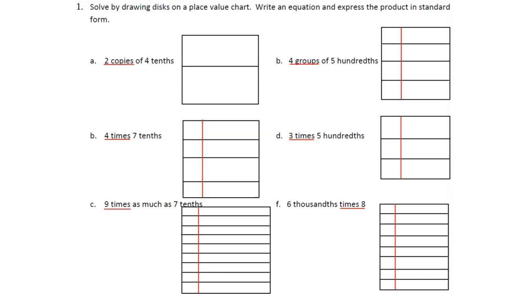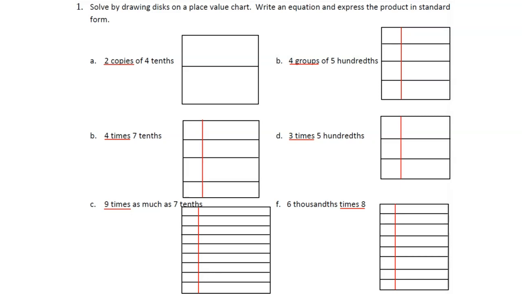So number one, it says solve by drawing disks on the place value chart. As you can see, I created all my place value charts for A through F, and that red line just represents where I'm going to regroup if I need to, to the next place value or the adjacent place value unit to the left. So the second part of our direction says write an equation and express the product in standard form. So let's go ahead and get started here.